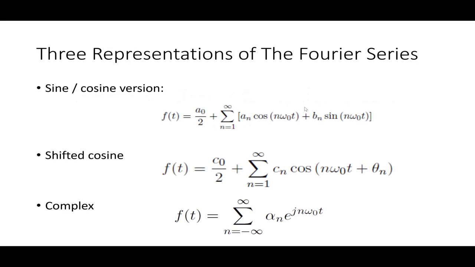All right, so let's just remember that we have our three representations of the Fourier series. The first was our sine-cosine version. The second was our shifted cosine version. And the third was the complex form. Now, I see that in the first two forms, I have explicitly what I call an average or DC term added in. I don't see that as explicitly in the complex form, although it is there.